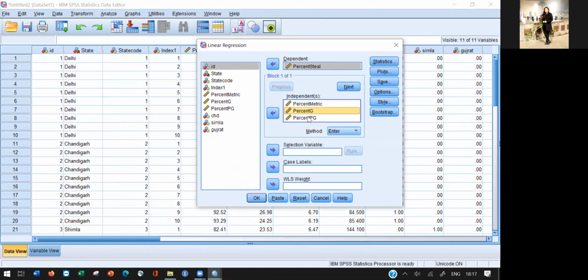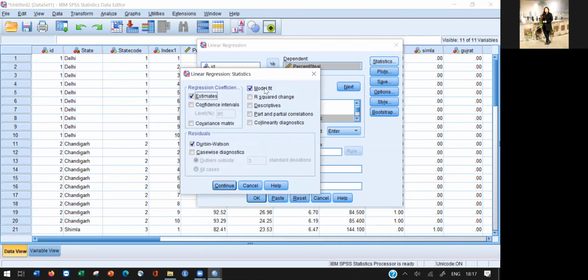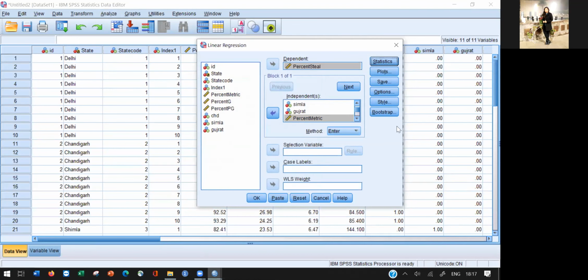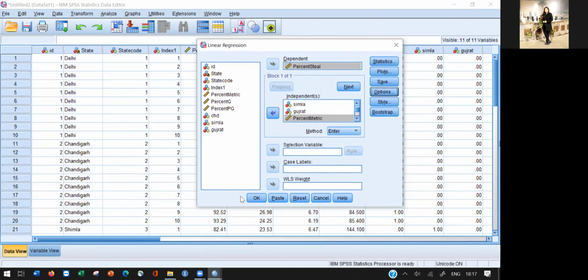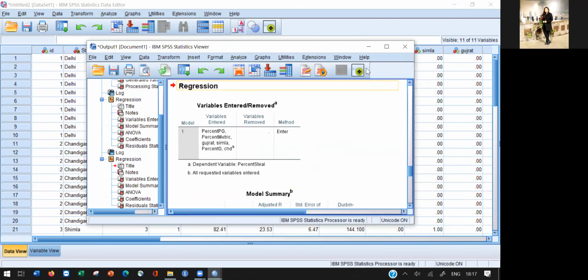My independent variables, now rather than having 3 variables, I'll have 6 variables. That is, individual specific variables and the independent variables earlier considered. So for statistics, I want estimates, model fit, and Durbin-Watson. For options, I do not need any options to be changed, and I click OK.